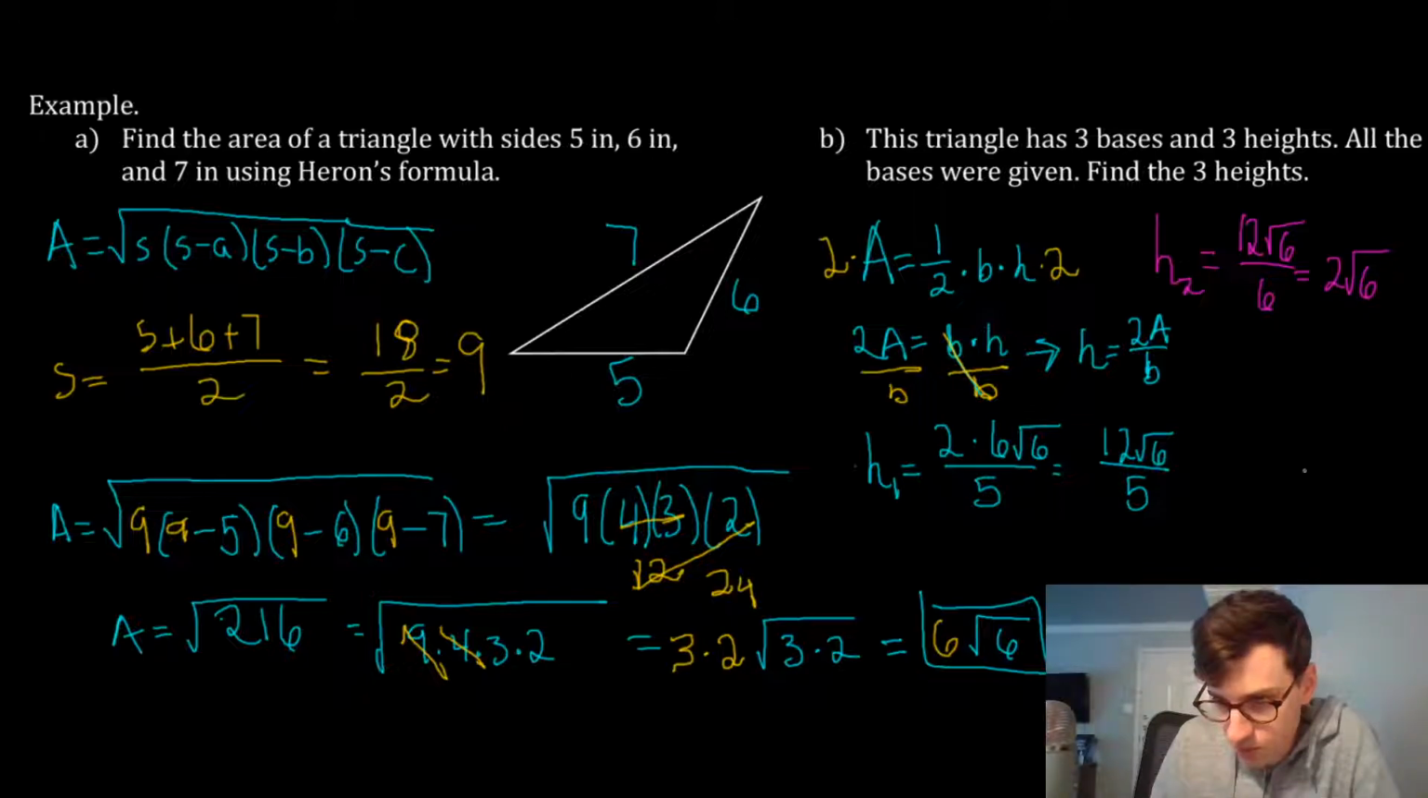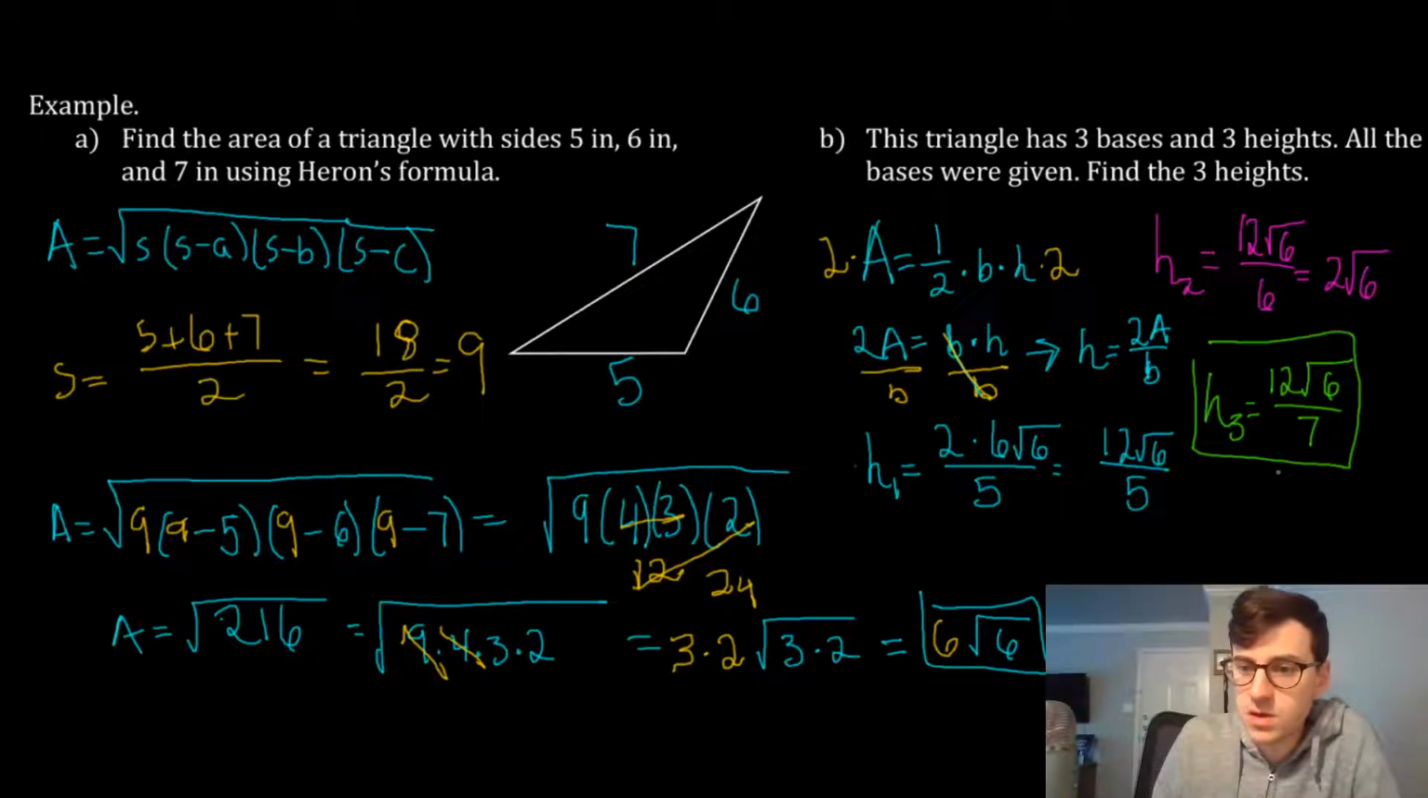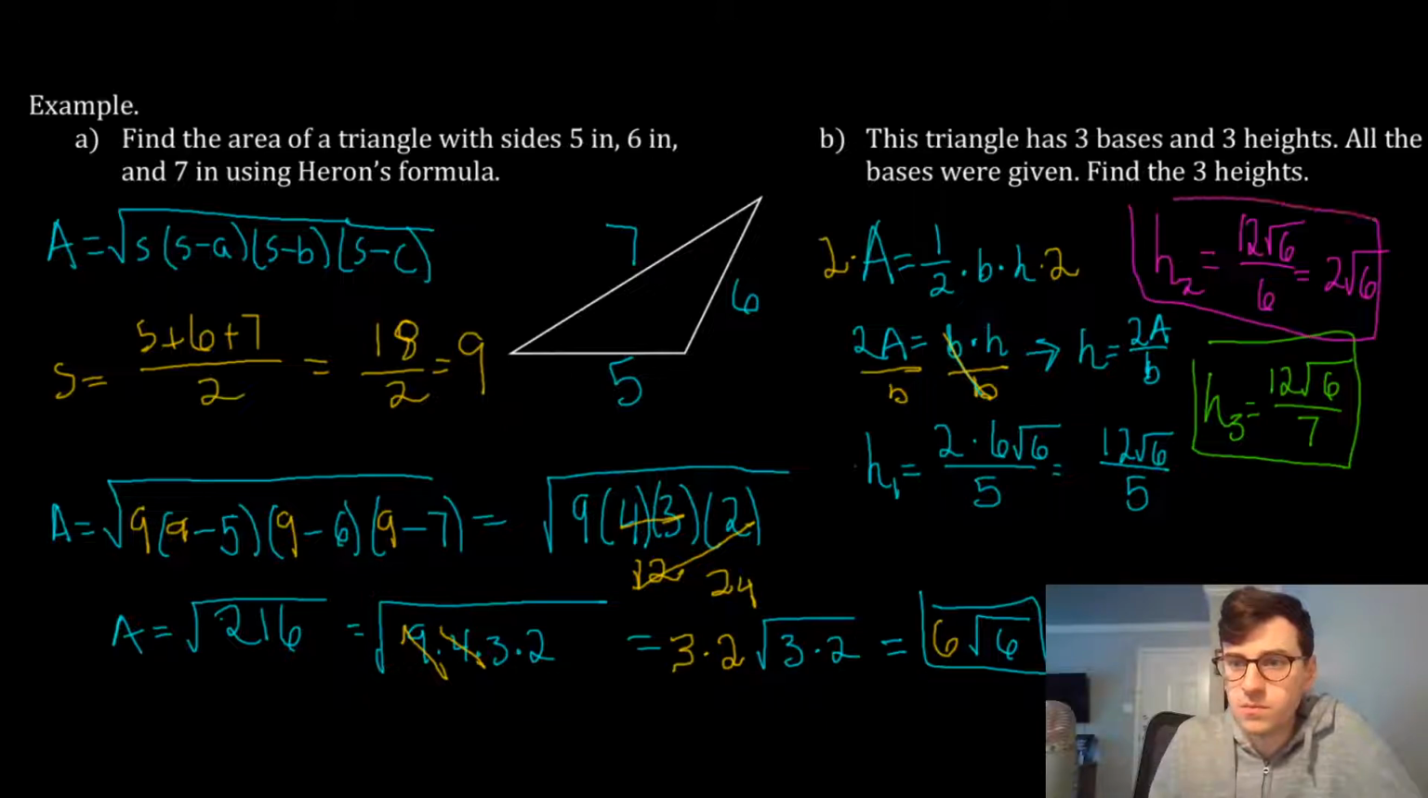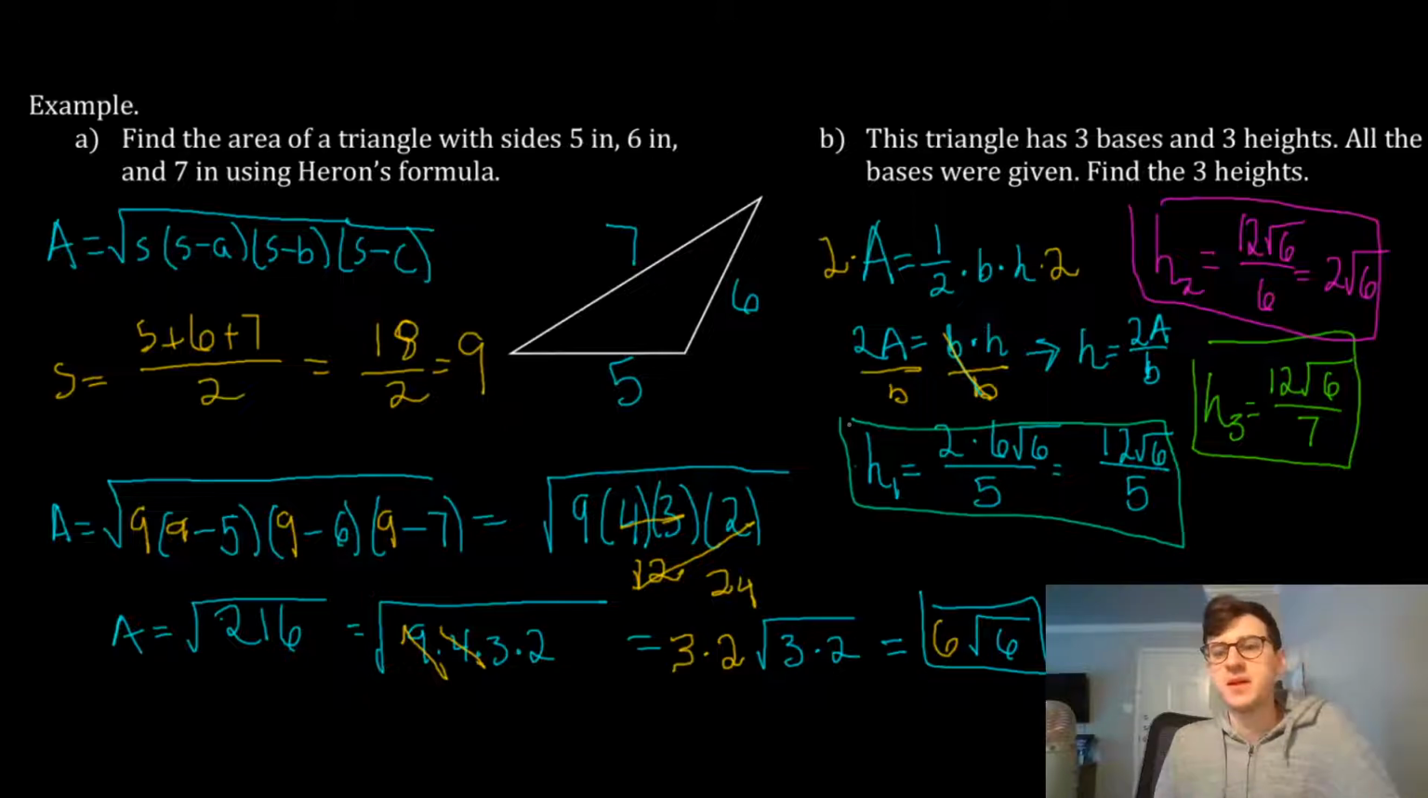And height 3 is 12 square root of 6 divided by my last base, which is 7. So there's height 3. Here's height 2. And there's height 1. Works for me.